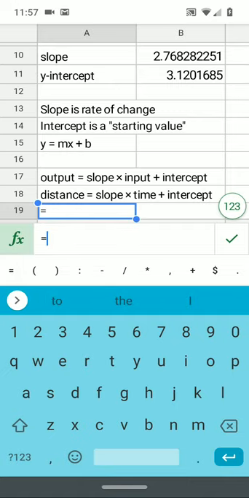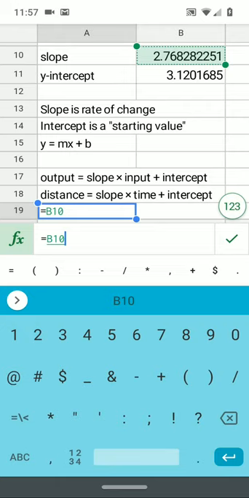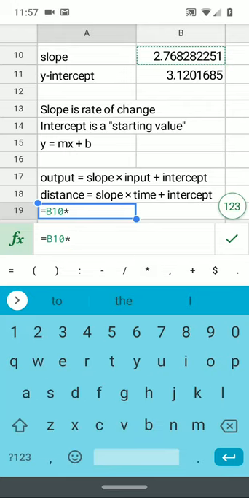I'm going to go ahead and type in the slope by tapping on B10. So I'm actually not going to type the slope at all. This is the beauty of spreadsheets. I can let that B10 refer to that value up in B10. So I take B10 and then times. The asterisk is a times sign on computers, has been for many years.